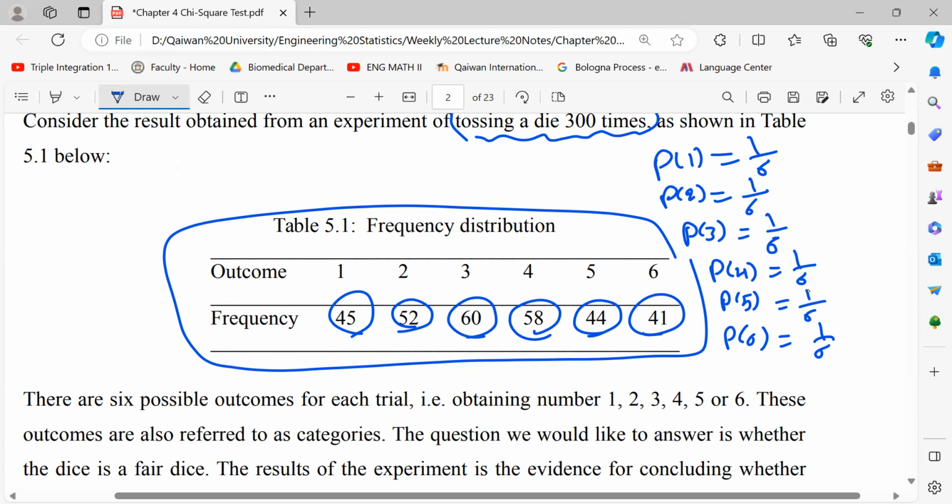And be careful with that. The sum of all probabilities must be 1. It must not exceed 1. If it exceeds 1, it means you made a mistake somewhere. Look, the sum of all these probabilities must be 1. 1/6 plus 1/6, 6 times, is 6/6, which is 1. It's the sum of all probabilities. The sum of all probabilities must always be 1. It must not be less than or greater than 1.